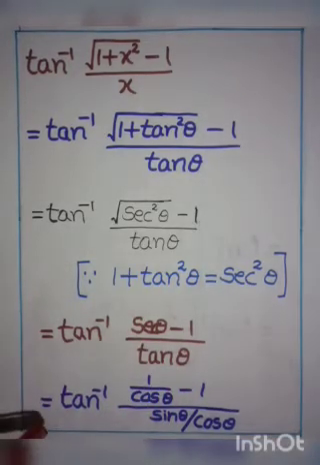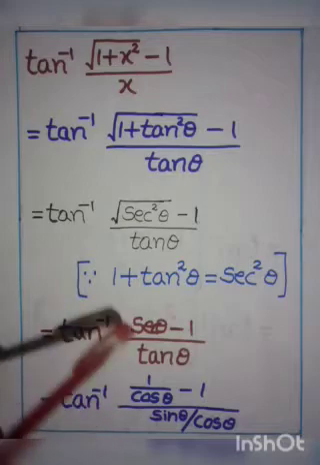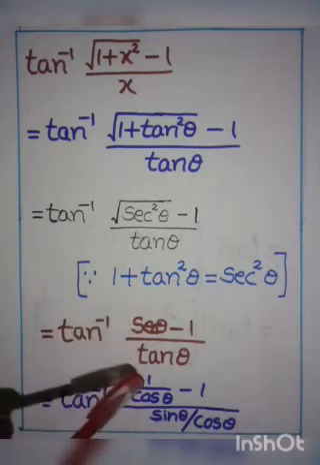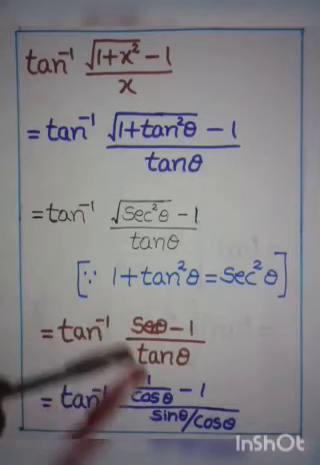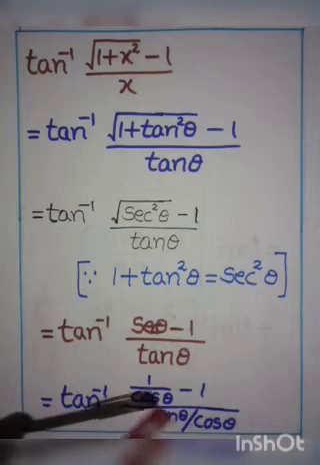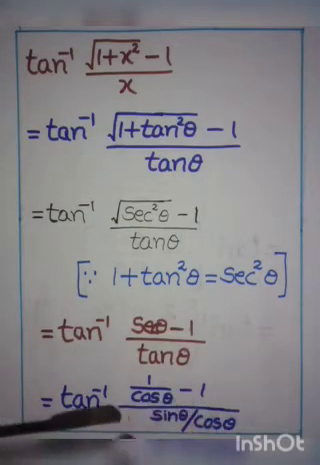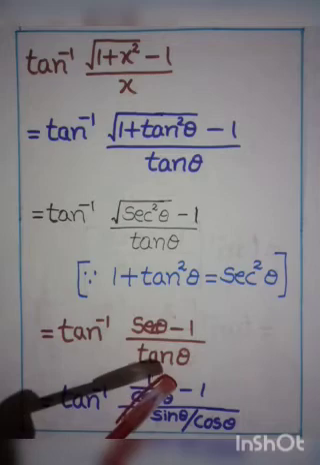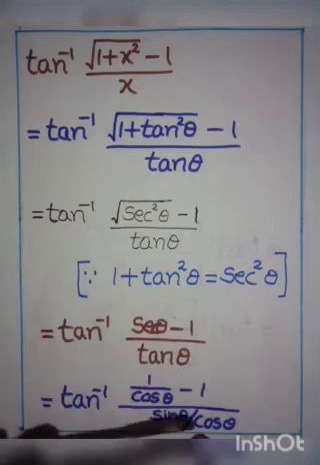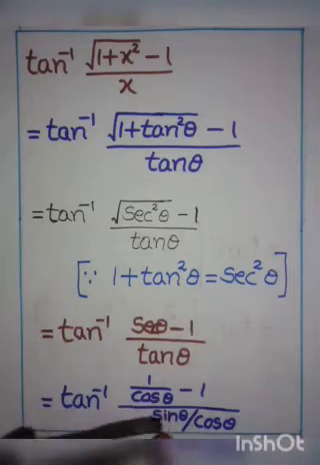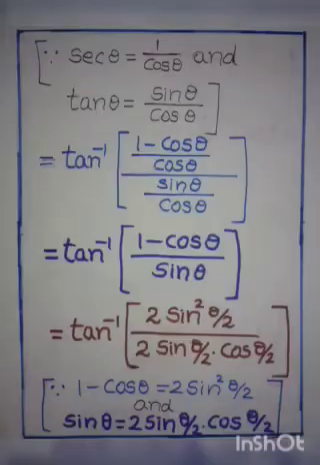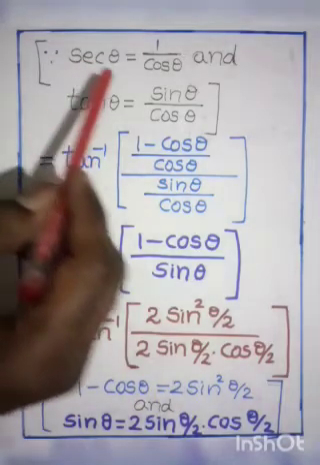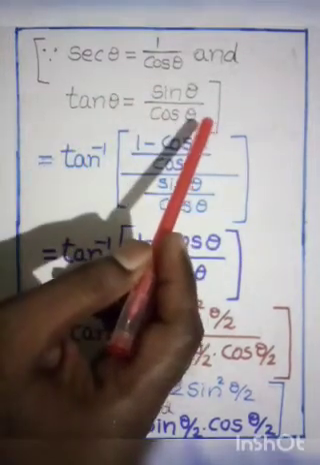That is equal to tan inverse of, secant theta can be written as 1 by cos theta. Isn't it? Yes. So I wrote here secant theta is equal to 1 by cos theta, minus 1 whole divided by tan theta. How can you write tan theta? Sin theta by cos theta. Can we write it or not? Yes. That is why I am writing this step. Understood this step, my dear children? Here I wrote the formulas clearly.